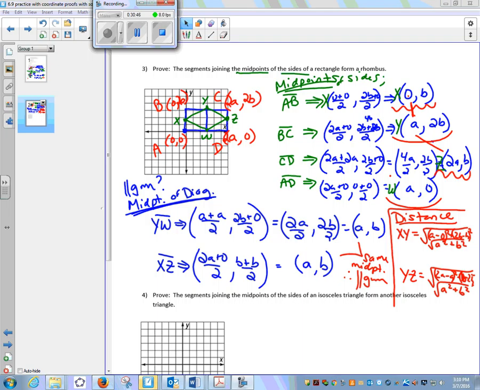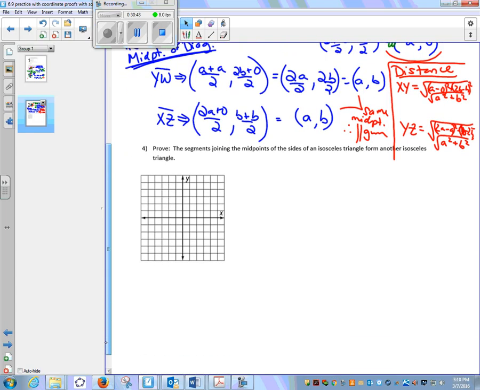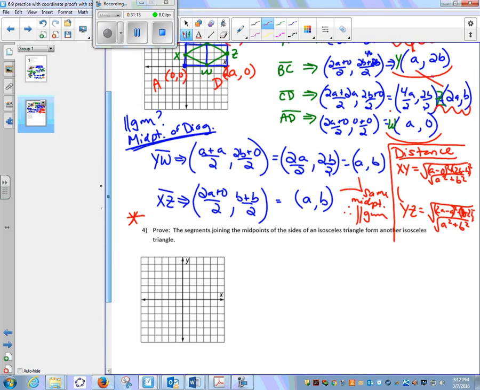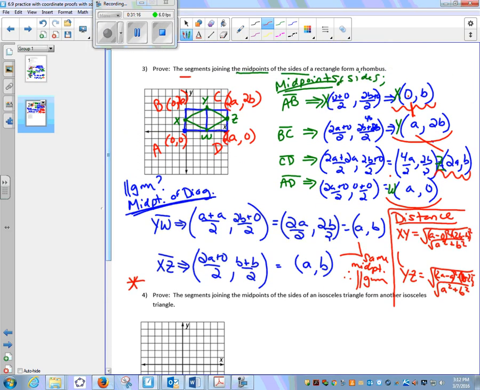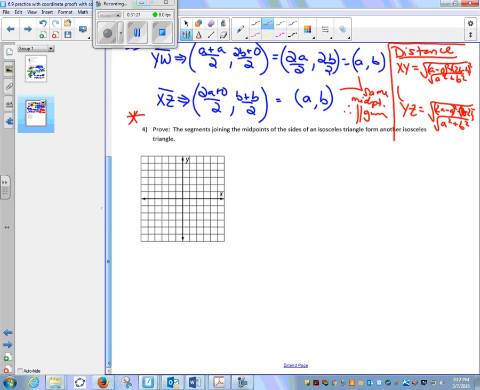Again, you would need to write a sentence that explains what you did. Remember you would have to write a sentence here, basically saying since the diagonals have the same midpoint, it's a parallelogram, and since consecutive sides are congruent, it must be a rhombus. Therefore, the segments joining the midpoints of the sides of a rectangle form a rhombus. Kind of just repeat that phrase there. Okay, this one I'm going to let you do on your own because I've run out of time here.